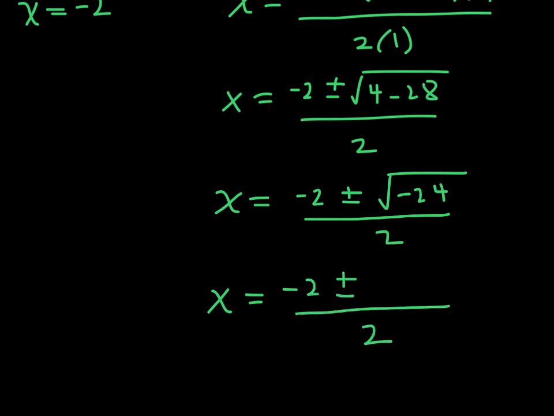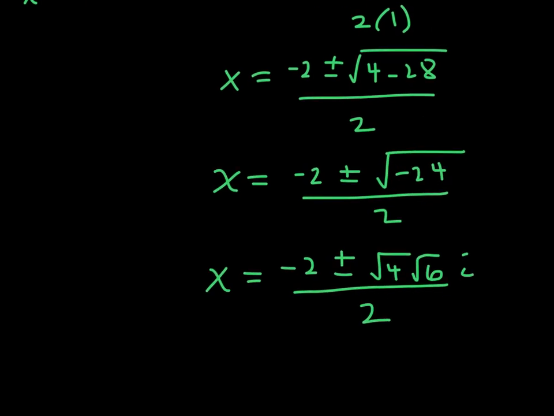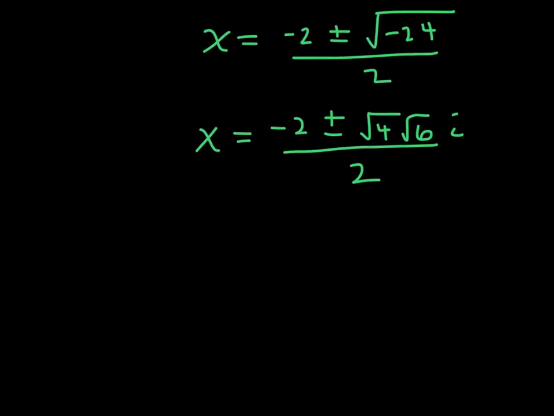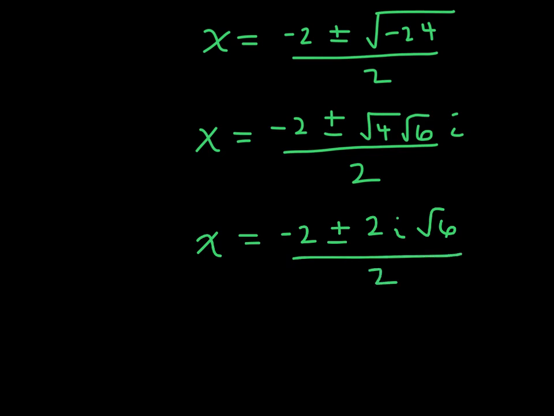Let's see. 24 can be rewritten as a product of two factors where one of them is a perfect square. You can rewrite the square root of 24 as the square root of 4 times the square root of 6. And you're going to have i show up because the expression underneath the radical has a negative sign. So then this becomes x is equal to negative 2 plus or minus 2i root 6 all over 2. Now everything is divisible by 2, so I want you to divide this 2 into this 2 and into that 2, right? And so you're left with x is equal to negative 1 plus or minus 1i root 6.